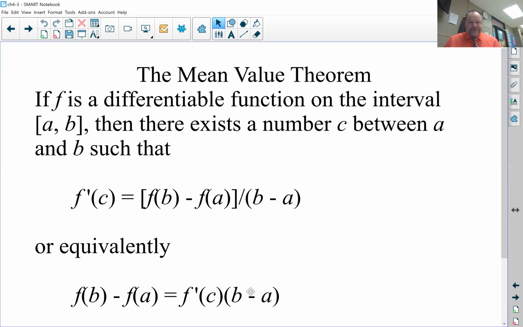It just guarantees that there's a place where the slope of the tangent line is equal to the slope that connects the endpoints, as long as the function is differentiable. So in order to be differentiable, it needs to be continuous. It needs no breaks, no vertical tangent lines, things like that.